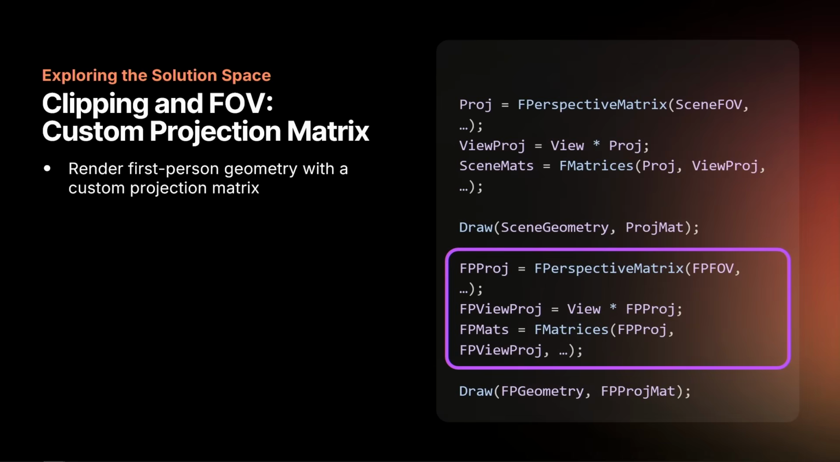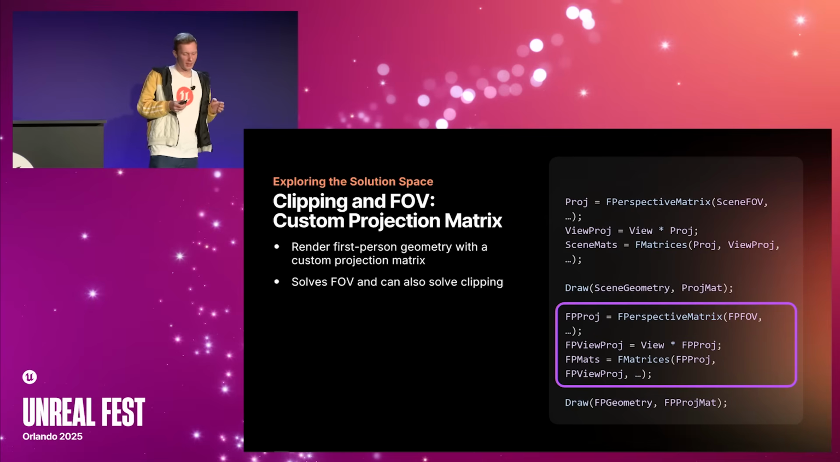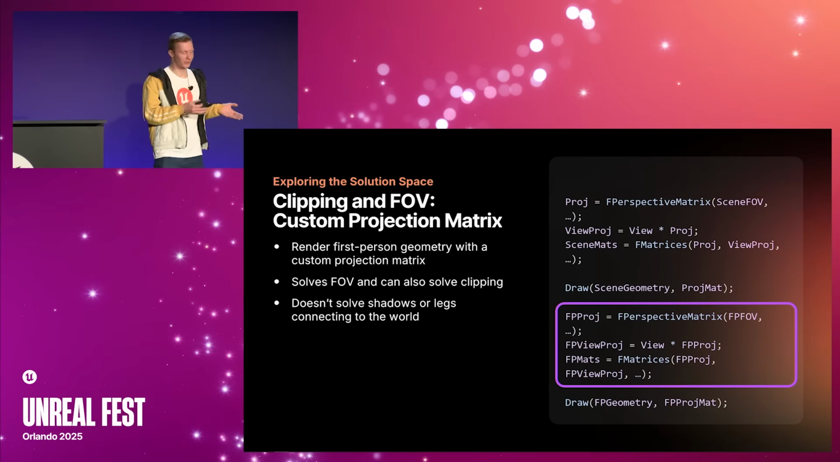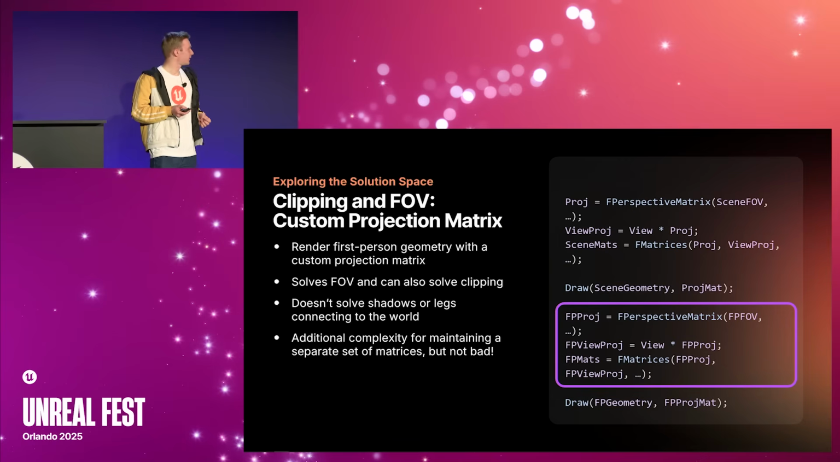So the idea is we just use a custom projection matrix. The way that works is we just have a separate perspective projection matrix with the field of view that we want to have for first-person geometry. And then we can do some depth buffer trickery, which I'm going to go into next, to solve the clipping issue. So that solves both field of view and clipping. It doesn't do anything particular for shadows or legs connecting to the world, but it could be a start. It does, however, add additional complexity for maintaining a separate set of matrices. It's not terrible, but it does add some complexity.